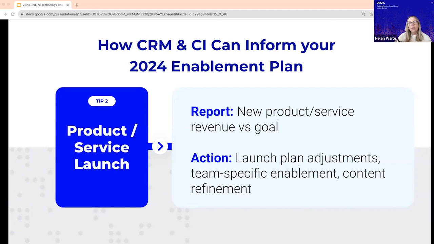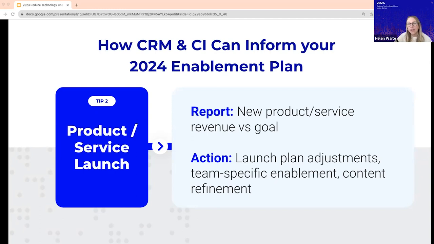And then your action, how this is going to inform your plan for next year, is any launch plan adjustments. Maybe there was some content missing that the rep didn't have in order to speak to this product or service. Maybe there's team-specific enablement. Maybe your reps were able to nail the messaging for this product, but when it comes to implementation, things fell short on what the customer expected to get, or maybe the implementation wasn't as smooth as possible. That could be something that you really want to focus on for next year.